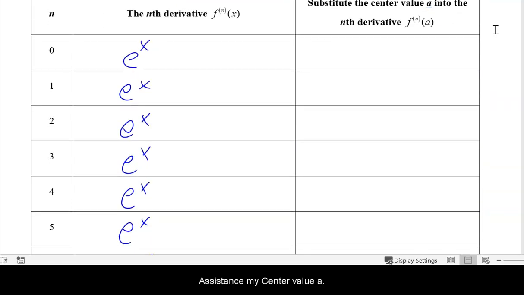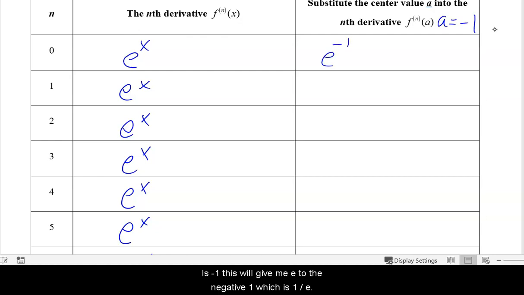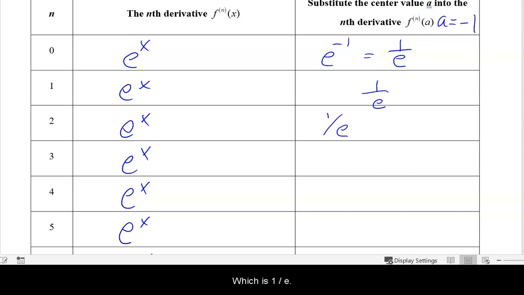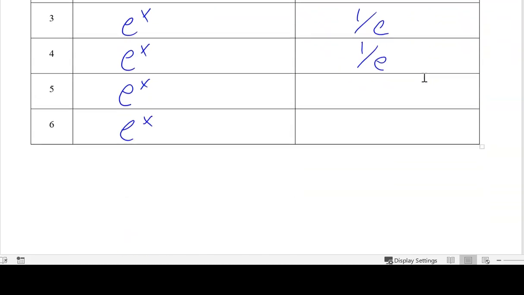So since my center value a is -1, this will give me e to the -1, which is 1 over e. That means that all of these become 1 over e. And I can't seem to get this to stay still. Stop moving. 1 over e, 1 over e, 1 over e, forever and ever.